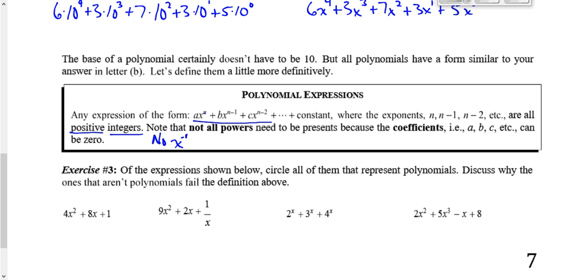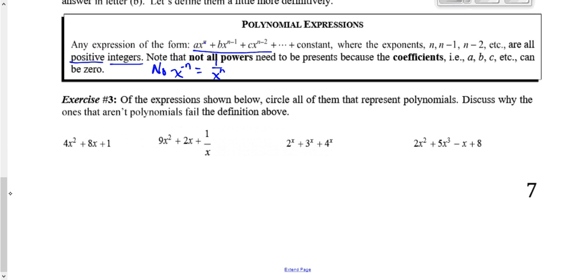1 over x to the positive n, right? Flip it and make the exponent positive. Okay? So you won't have any negative exponents or fractional exponents. If it has any of those, it's not a polynomial. Everybody got that? Okay?